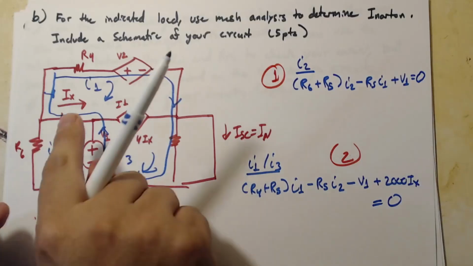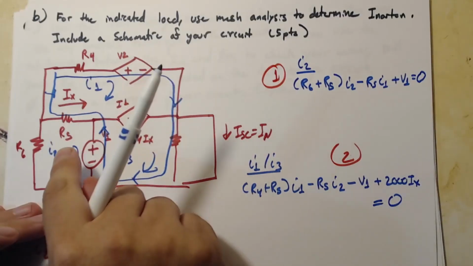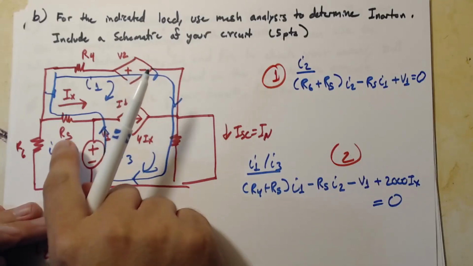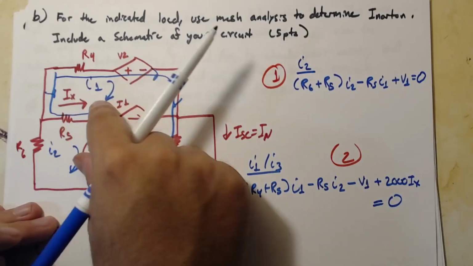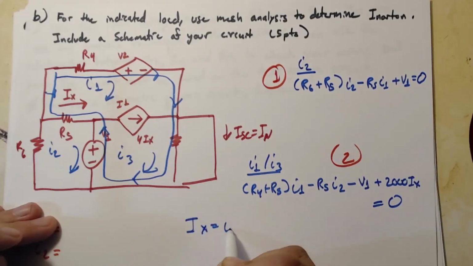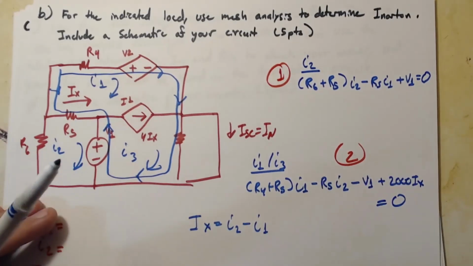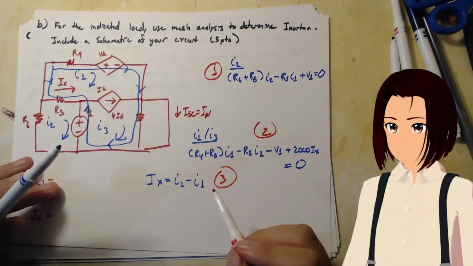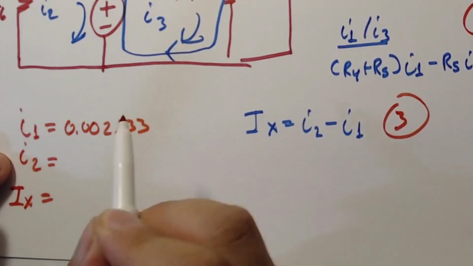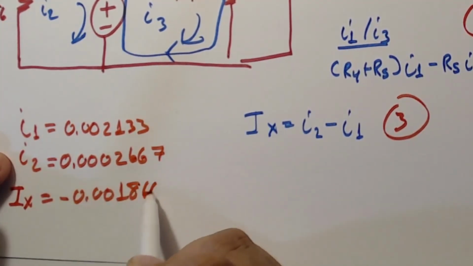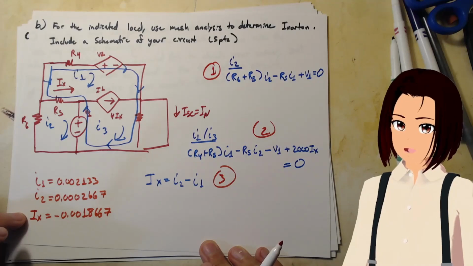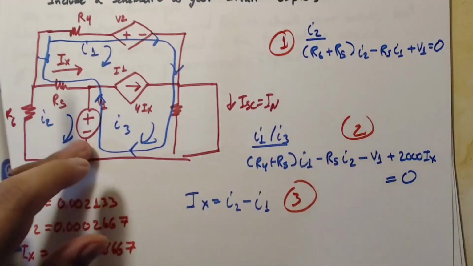So we see Ix, it's going this way, and it agrees with the direction of I2, but disagrees with I1, but it's being shared by both meshes. So here's what we write. There we go. And that's our third equation. We have three equations, three unknowns, and here's what we get. So we have these guys. But we also know that I Norton is equal to I3.